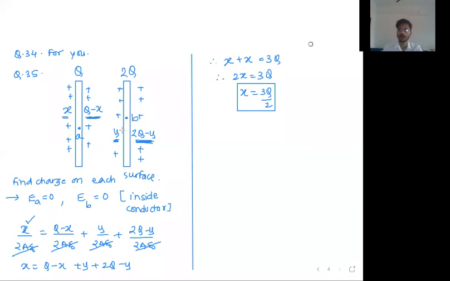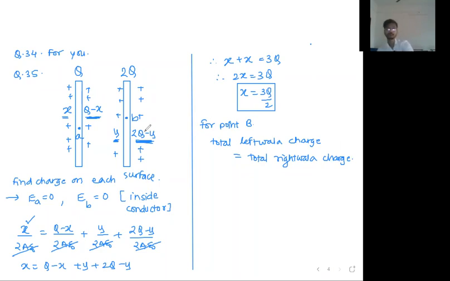चला बाळांनो, सेकंड इक्वेशन वरून y कॅल्क्युलेट करून कोण सांगेल मला सगळ्यात पहिल्यांदा? Total charge on the left side of the point B is equal to total charge on the right hand side of the point B. Do it and tell me the value of y. Total left wala charge is equal to total right wala charge. Tell me value of y for point B. Do it.